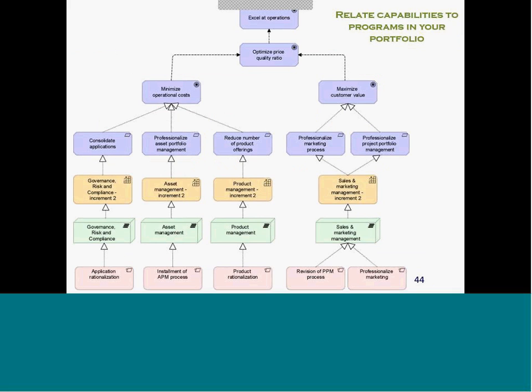So you have those capability increments. You can define specific plateaus for them, which are snapshots of the desired state of your organization, and you can relate programs and projects and work packages, as they are known in architecture, to those specific things. So you now have the relation between programs and projects to capabilities and capability increments.